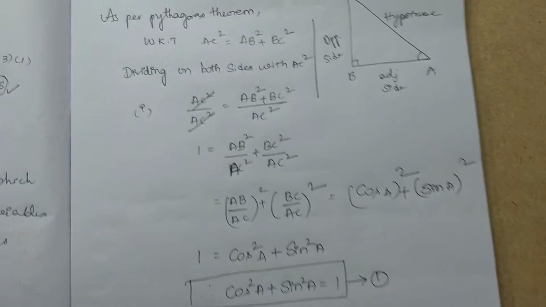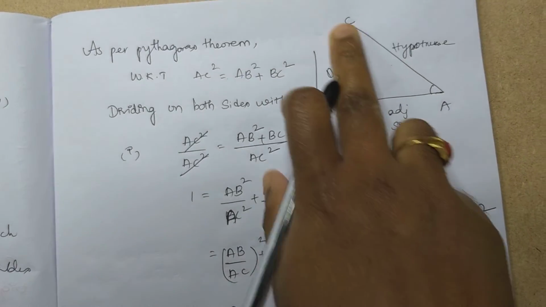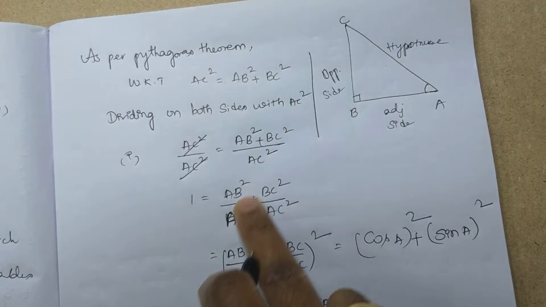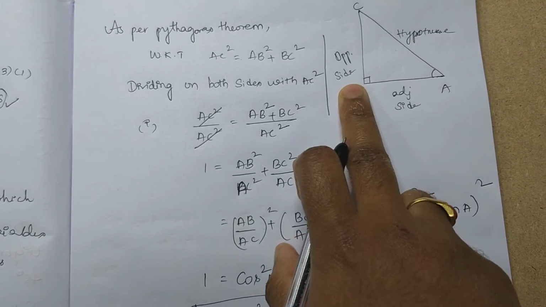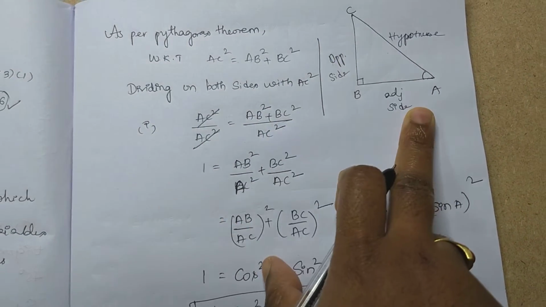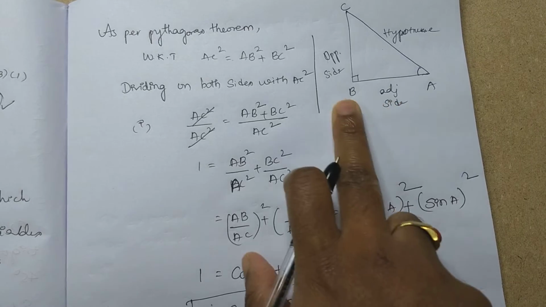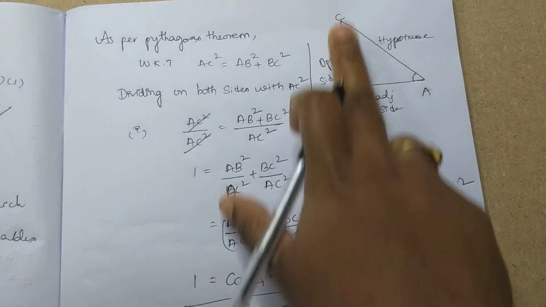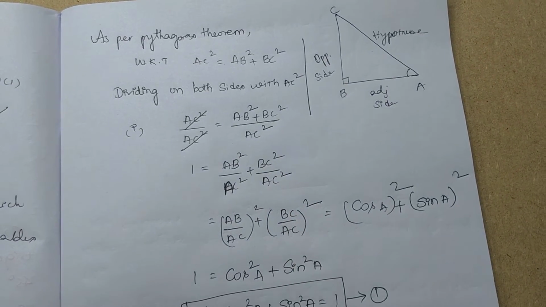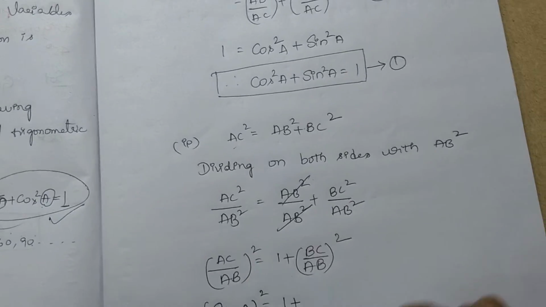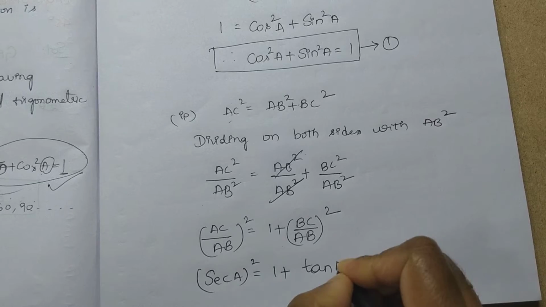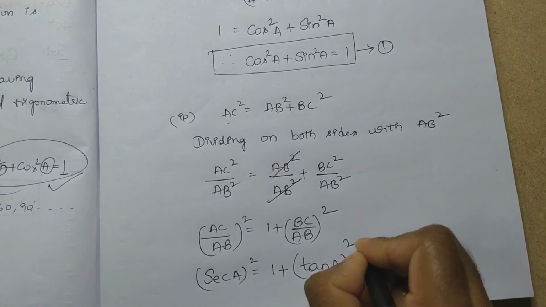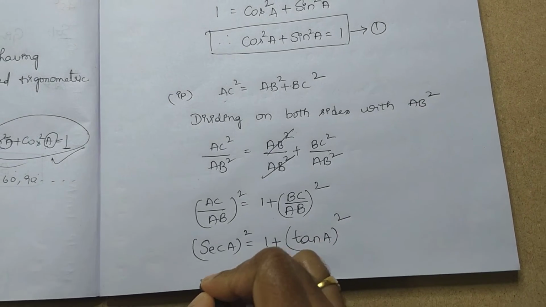So let's see in the figure again. What is BC here? BC by AB. Sorry, it is BC by AB. It means opposite side by adjacent side. What can we call it? It is nothing but tan A. BC by AB is tan A. Let's write it here. So BC by AB is tan A whole square. So from this, what can we write?